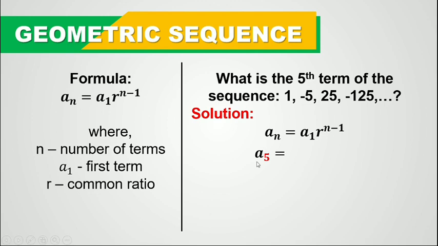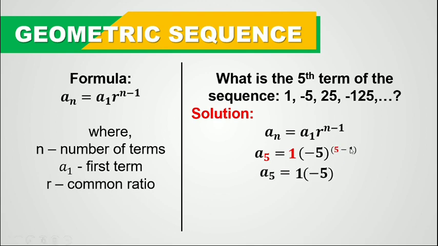So you write the order of the term which you're going to solve. And then a sub 1 is the first term, which is 1. And then r, the common ratio. So you look at this: what is multiplied to 1 to become negative 5? It's negative 5. Then multiplied by negative 5 to become positive 25. And what is being multiplied to positive 25 to get negative 125? It's definitely negative 5. So the common ratio is negative 5. That's the value of r. And then r to the power of n minus 1, so n is 5 minus 1. And then a sub 5 equals 1 times negative 5.